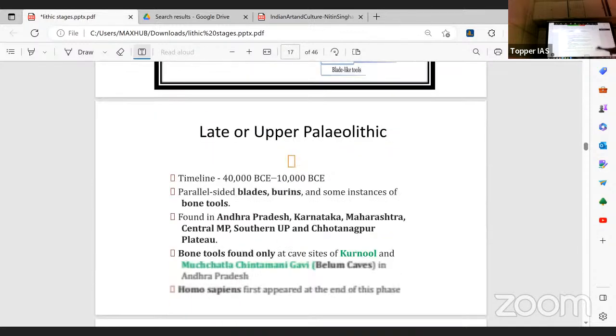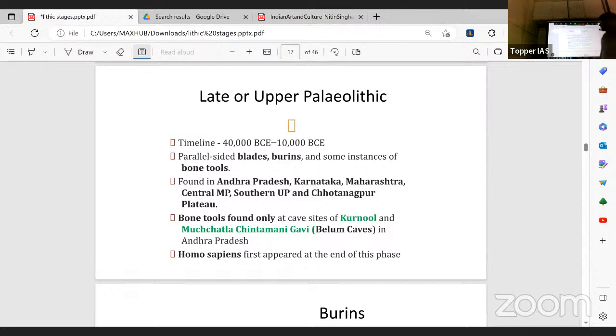Then late or upper Paleolithic, 40,000 to 10,000 BCE. Paleolithic means paleo is old, lithic is stone, old stone age. Here there are parallel-sided blades, burins and some instances of bone tools. So bone tools were also used in the upper Paleolithic.